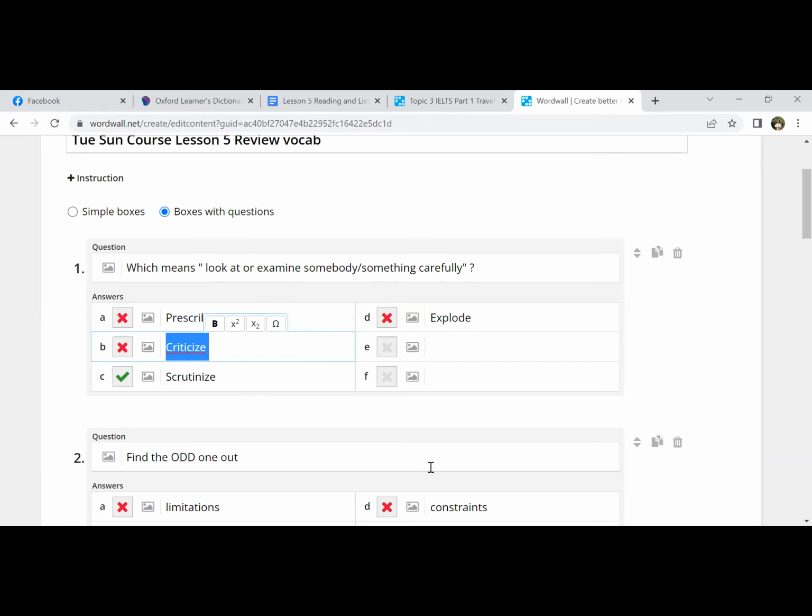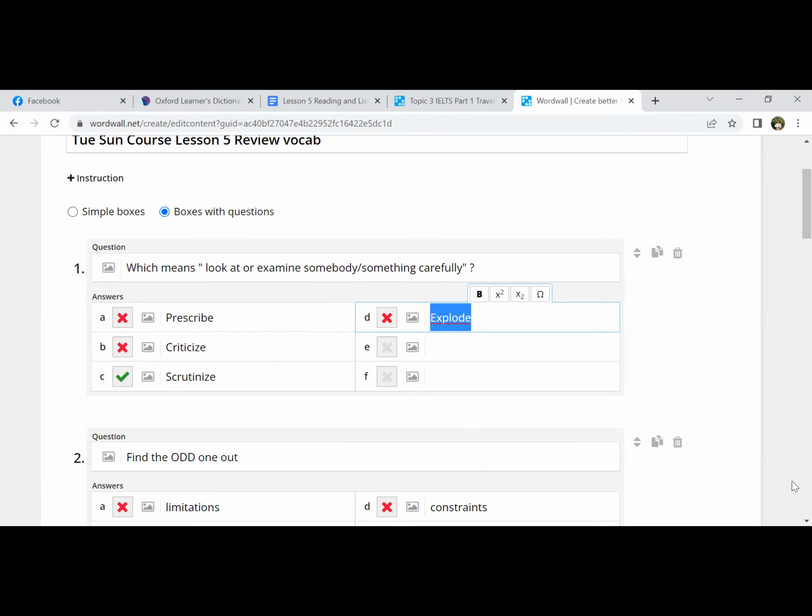Criticize. What does it mean? Criticize means that you judge someone heavily. Yes, judge someone and say something negative, right, about someone or something.